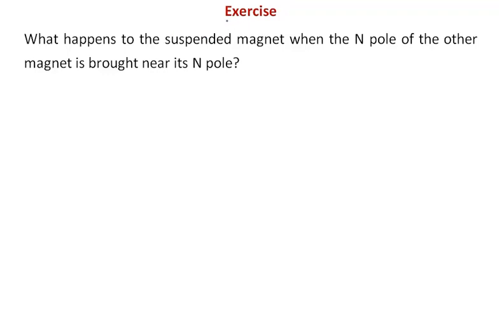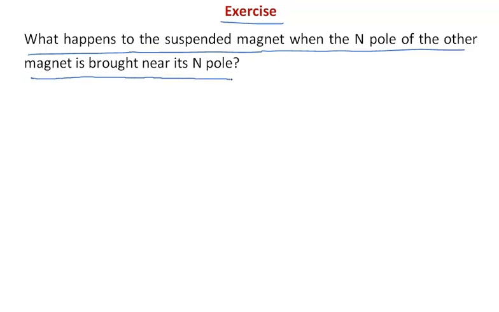Now let us do the second exercise. What happens to the suspended magnet when the north pole of the other magnet is brought near to its north pole? Now this is the same problem, but the only thing is that we have reversed the polarity.